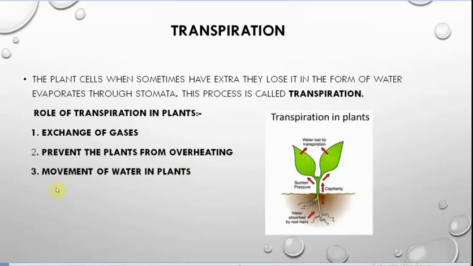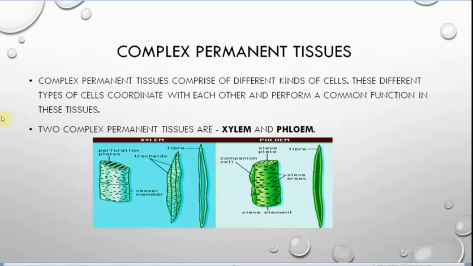Then the next one is complex permanent tissue. After transpiration, we are going to start the complex permanent tissue. In the first part, we have already discussed the simple permanent tissues. Now we are going to start complex permanent tissue. Complex permanent tissues comprise different kinds of cells. These different types of cells coordinate with each other and perform a common function in these tissues.